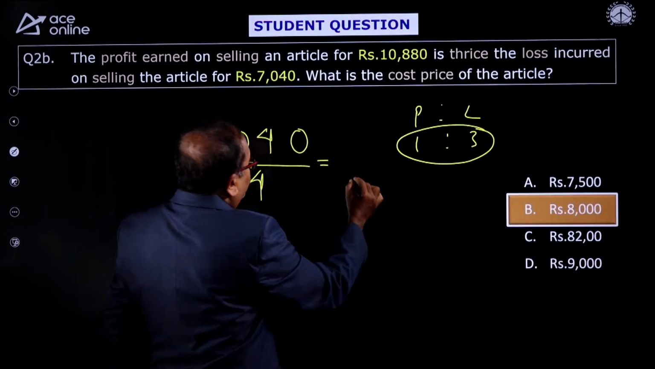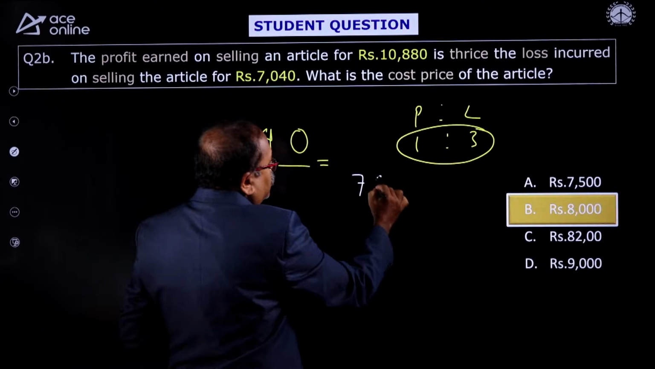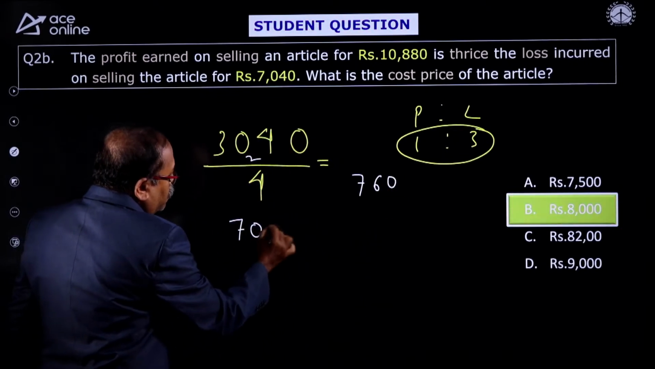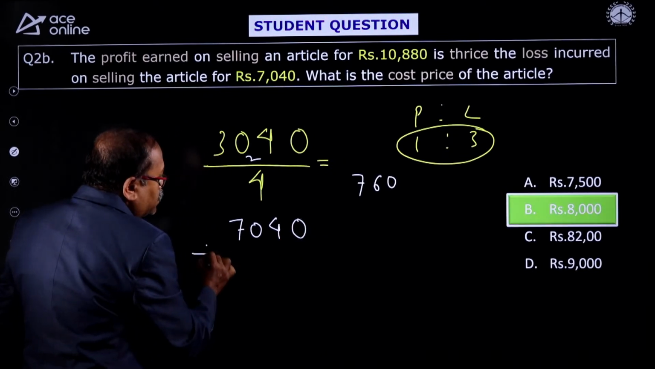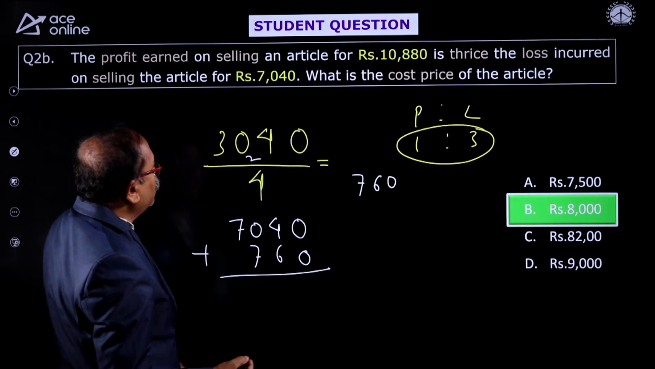So that is 4, 7 is 28 and the remainder is 2, 4, 6 and 0. Now my answer is 7040 plus 760, and that comes to 7,800.